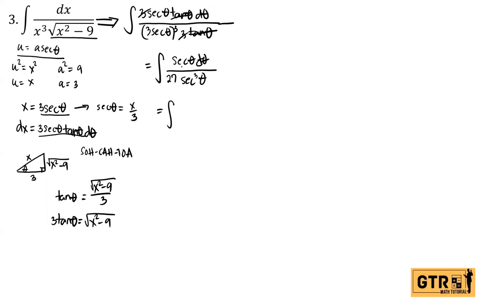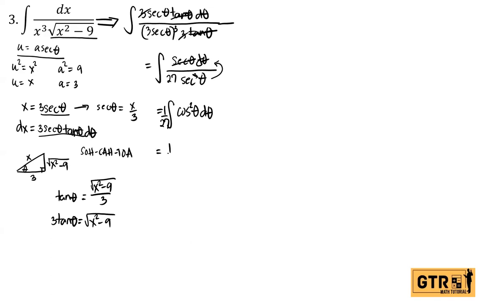We can cancel out the secant theta in the numerator with one secant theta in the denominator. So cancel out, just subtract 1. Therefore we have 1 over 27, and then secant squared in the denominator. If we put the secant squared in the numerator, it becomes the inverse of secant, which is cosine. So that is now equal to cosine squared theta d theta.